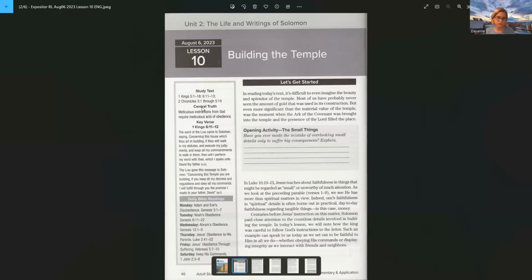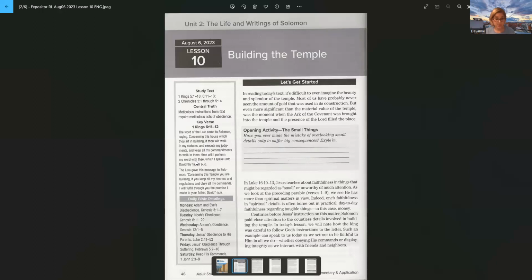The central truth that you see here, every lesson has a central truth. The central truth says meticulous instructions from God require meticulous acts of obedience. That central truth is the centrality of the lesson. It's all connected. The key verse is found in 1 Kings chapter 6, verses 11 through 12.